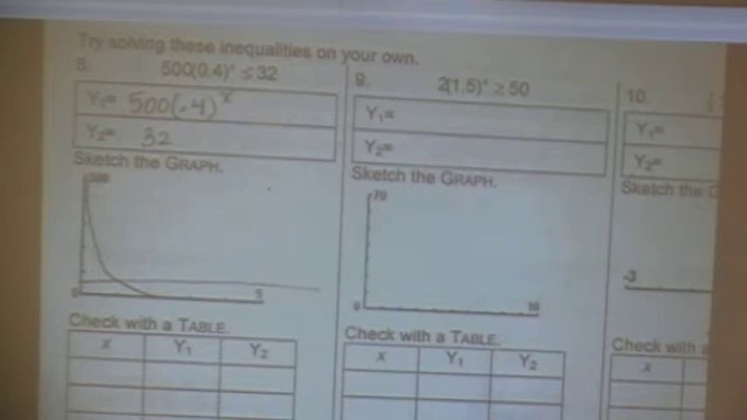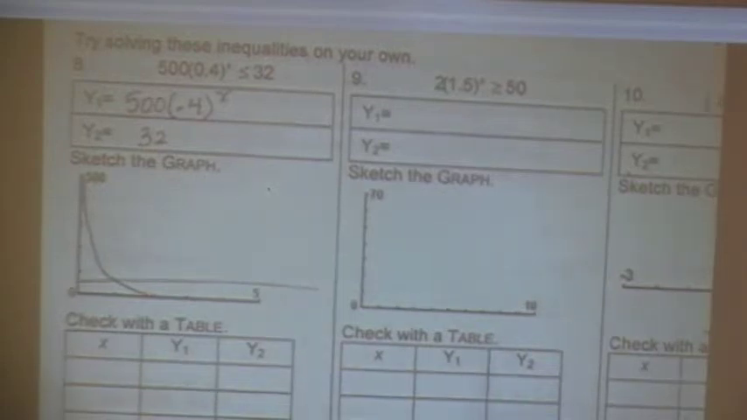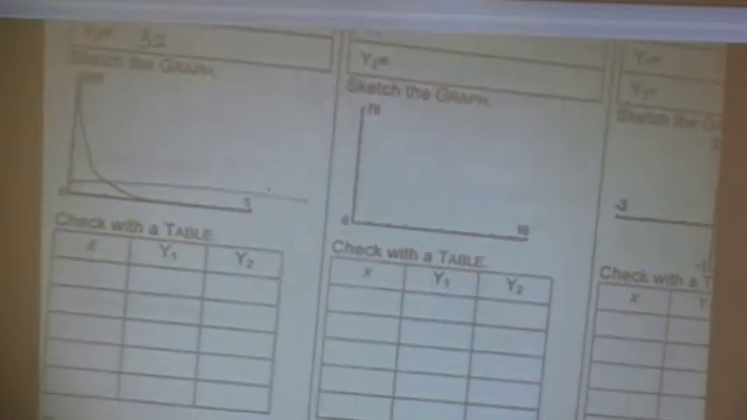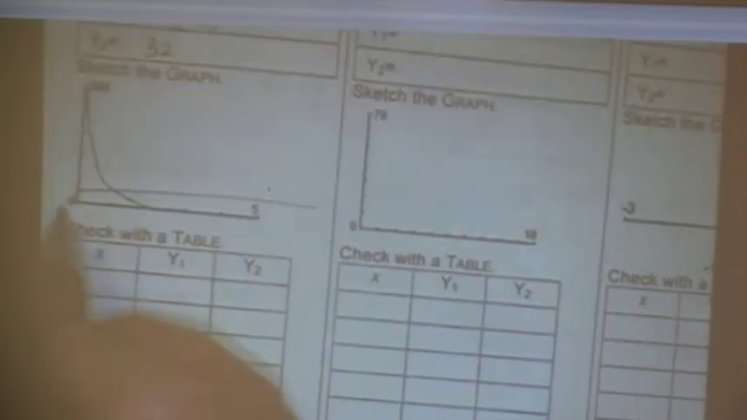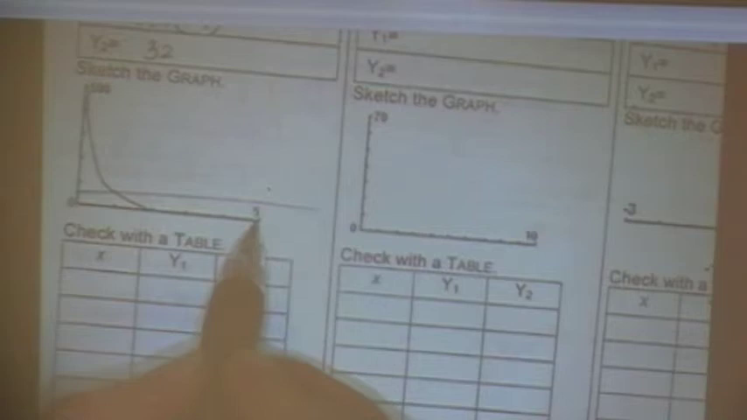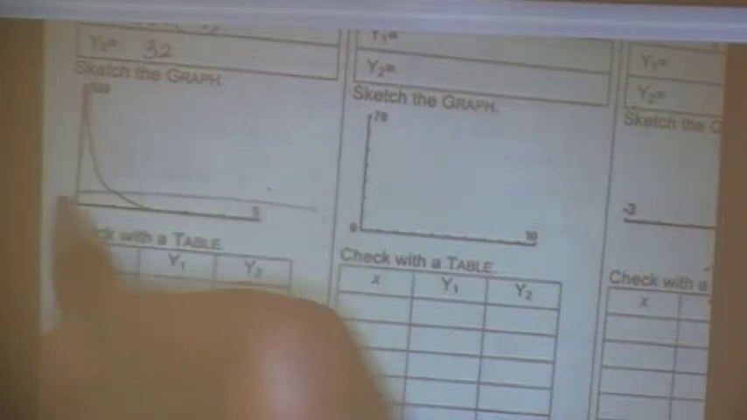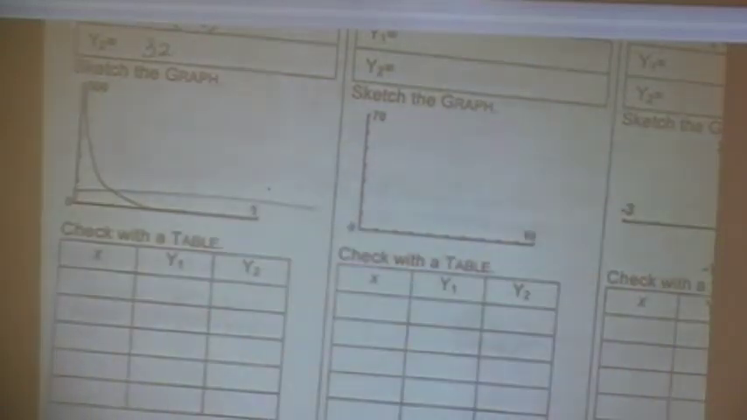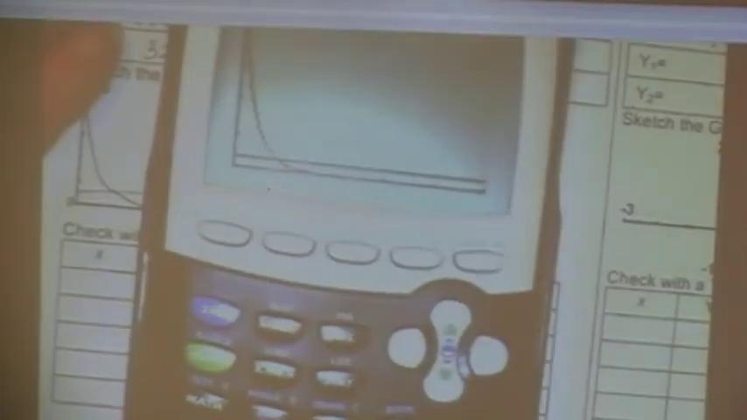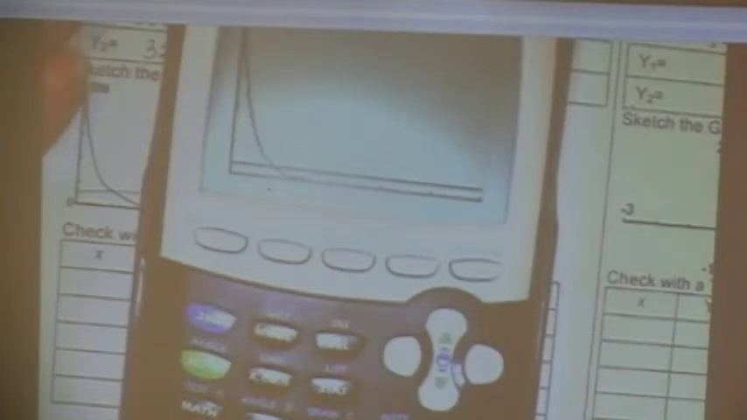Okay, so I went ahead and put in the left side in y1, 500 times 0.4 to the x power, and the right side in y2. And then I went to window, and I set my window exactly like they have theirs set, from 0 to 5, counting by ones, and from 0 to 500, counting by 100s. So when I did that, my graph came out to look like this.